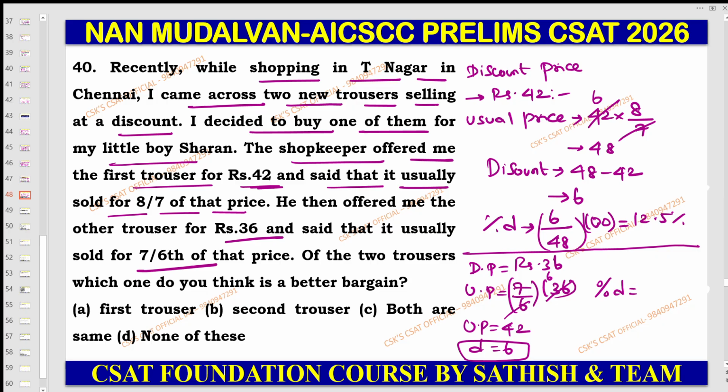What is the discount percentage here? 6 by 42 into 100. Cancel here by 6, you get 1 by 7, which is nothing but 14.2857 percent. The second one gives you better. This is the first one. The second one gives you better, for whom? For the buyer. Right. For the buyer, this is a better option. Understood, everyone? So let's move on to the next question.